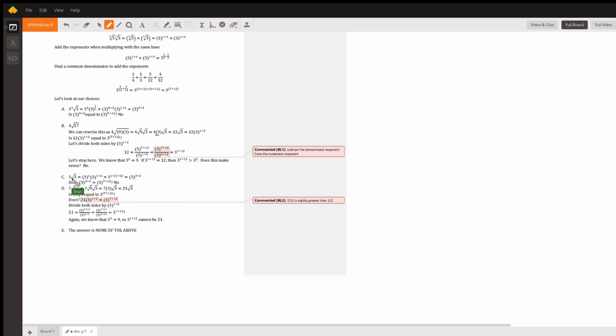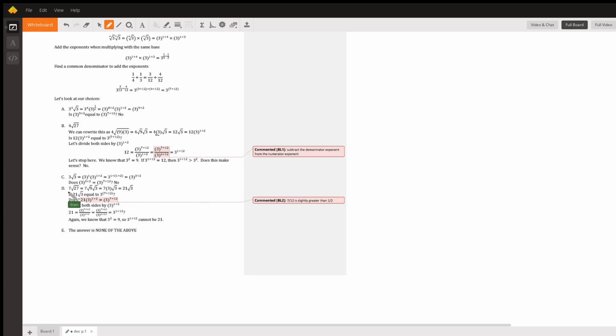So for choice C, 3 radical 3, we can ask ourselves, does 3 to the 3 divided by 2 equal 3 to the 7 divided by 12? Well, again, just looking at it, no. 3 divided by 2 is 1 1/2. 7 divided by 12 is less than 1. So far A, B, and C are all not choices. They don't agree with our answer.